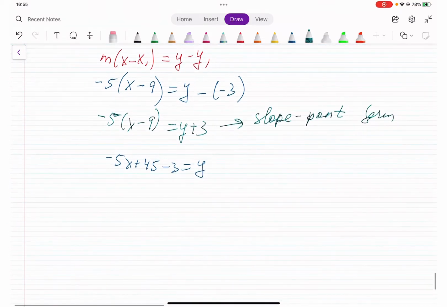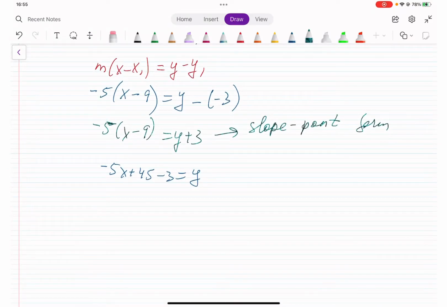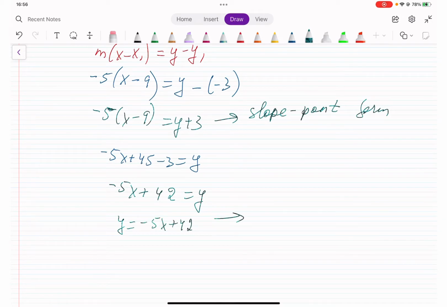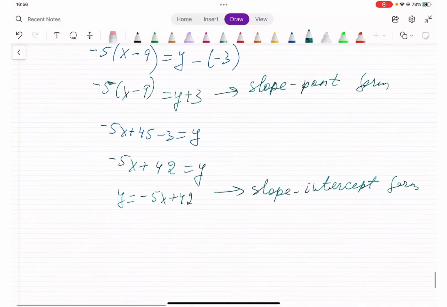Okay, now if we keep simplifying, we are heading towards a graph that is written by an equation in the form of slope-intercept. So we get -5x plus 42 is equal to y, or I can rewrite y is equal to -5x plus 42, and this is going to be slope-intercept form. Okay, all right, moving to question number 16.